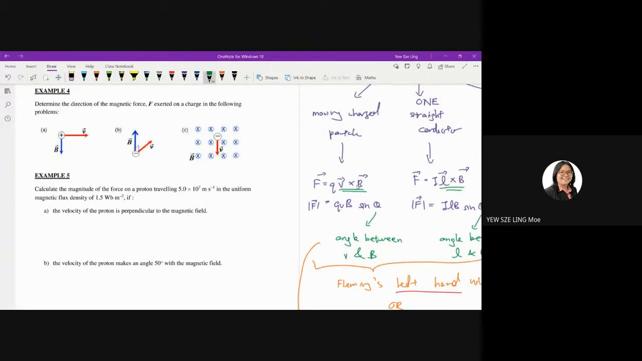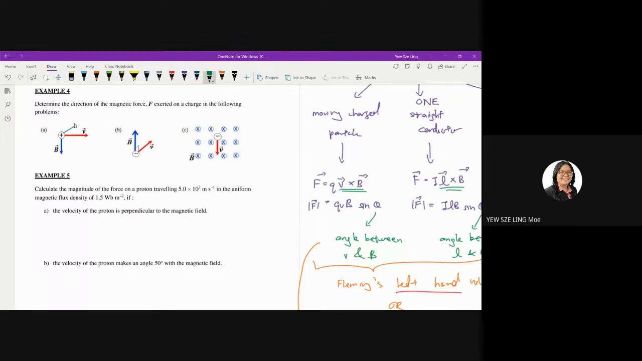Now let's look at example 4. Example 4, I won't be discussing with you because it's quite hard to show it without a face-to-face session. You can go through the video on YouTube. I've already posted all those links in your group. So now I will just give you the directions. But make sure you try it.